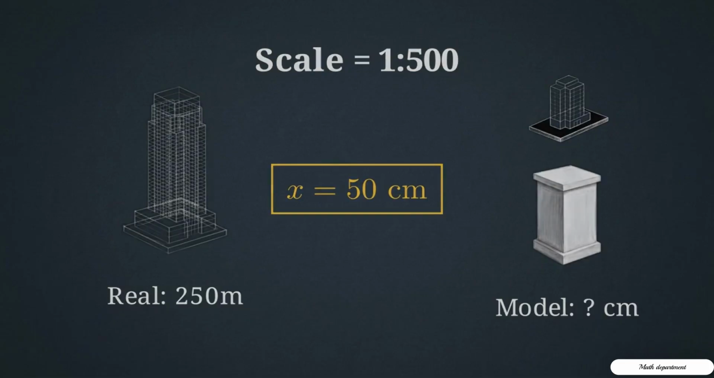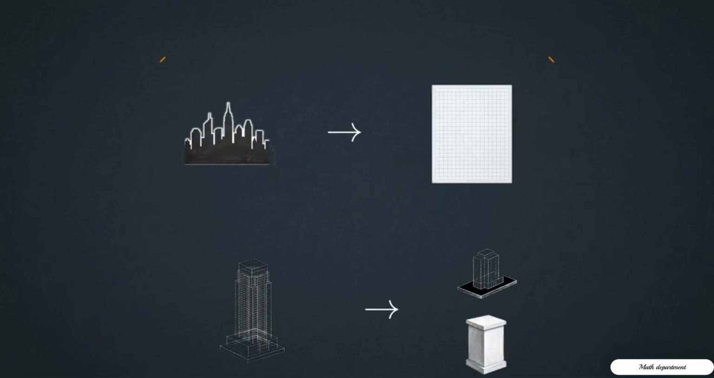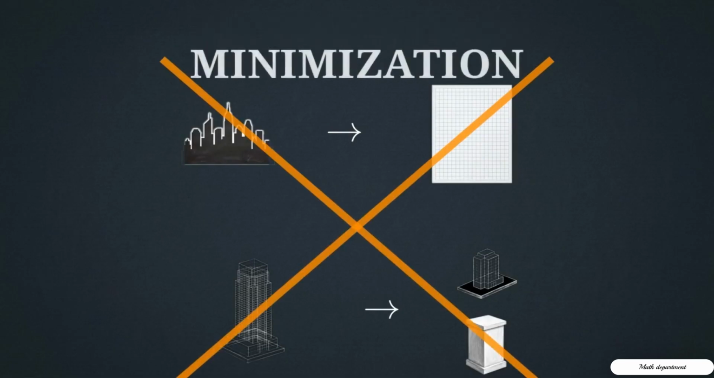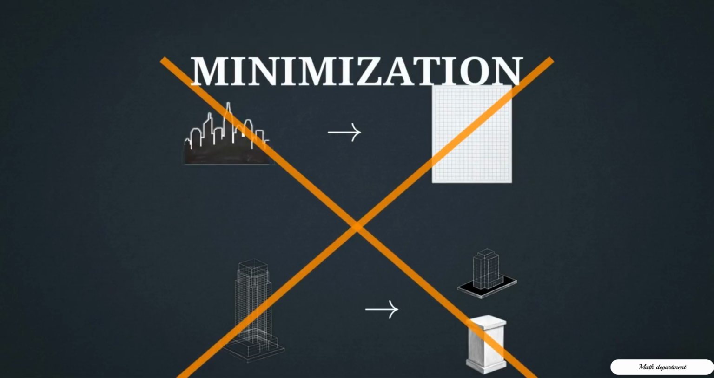Whether you are drawing cartographic maps or building architectural models, minimization relies on these exact same cross-multiplication mechanics.